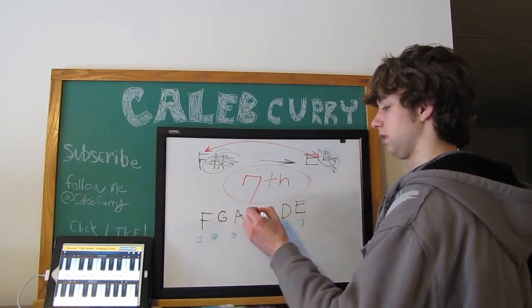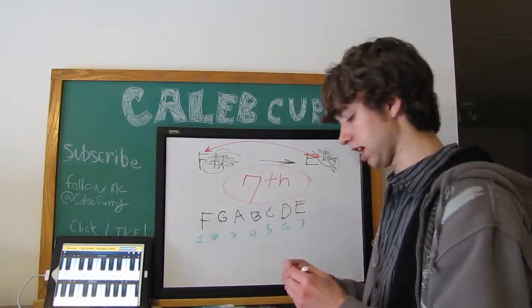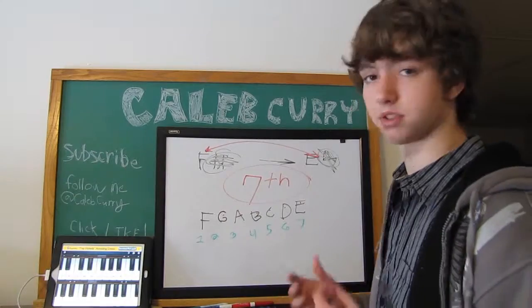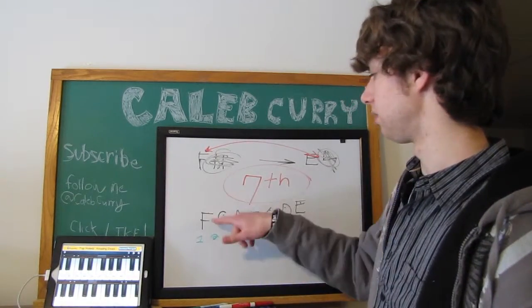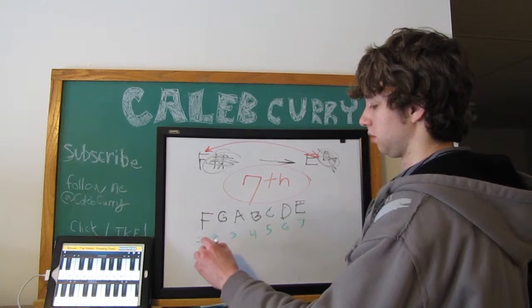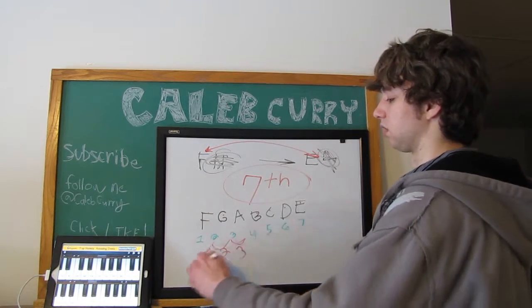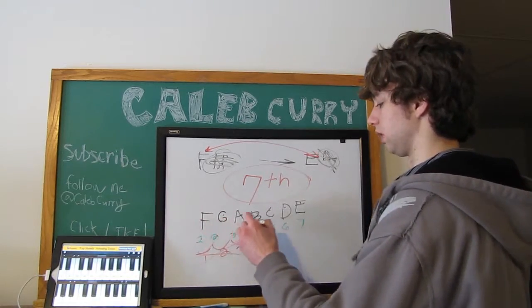1, 2, 3, 4, 5, 6, 7. Always remember, we count the first one. That's something many people forget. It's not F to G, okay. It's not like this. 1, 2, 3. It's not like that. Wrong. It's 1, 2, 3, 4.